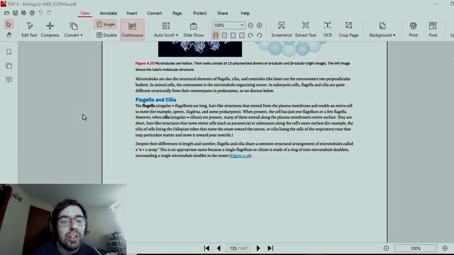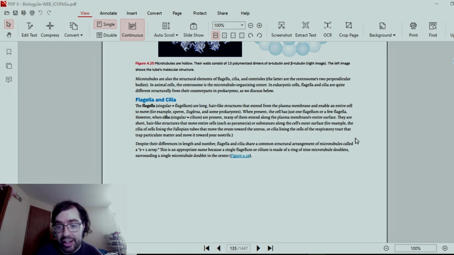Microtubules are also the structural element of flagella, cilia, and centrosome. Okay, I apparently misremembered. Flagella is in microtubules, not microfilaments. My bad. The latter are the centrosomes, two perpendicular bodies. Again, that's in cell division. In animal cells, the centrosome is the microtubule organizing center.